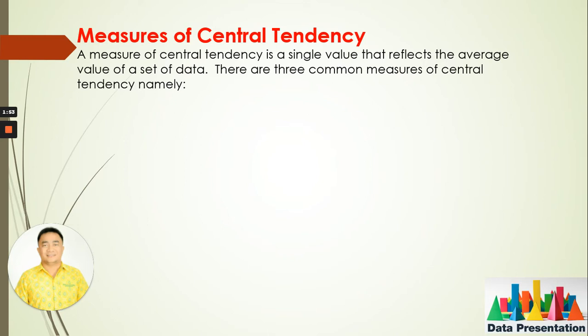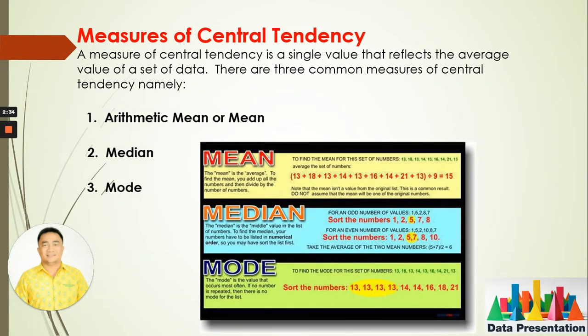Now the measure of central tendency is a single value that reflects the average value of a set of data. Meaning to say that the measure of central tendency is the way on how your data will be described. So it reflects the data that you collected. Now we have here three common measures that we are using, namely number one, the arithmetic mean or the mean. Number two, the median, and number three is the mode. So we have here again the picture that we have on the first slide. So that's how we can solve that.